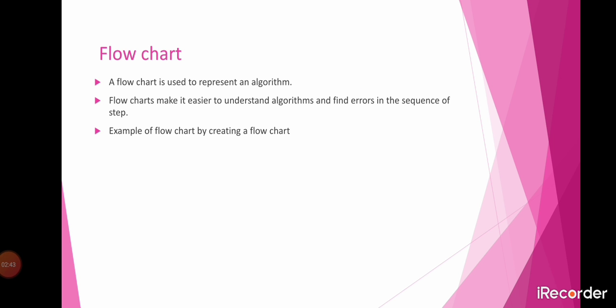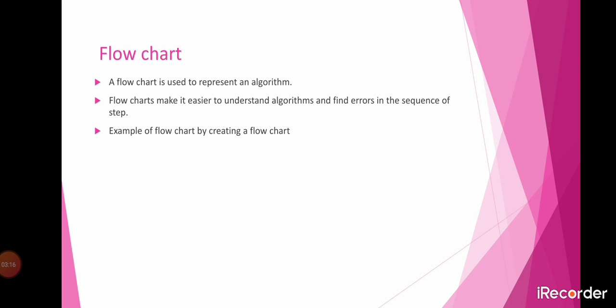Now we move to the flowchart. What is a flowchart? A flowchart is used to represent an algorithm. We use different types of flowcharts. Flowcharts have different shapes, and we use different flowchart symbols to represent an algorithm. Flowcharts make it easier to understand algorithms and find errors in the sequence of steps.